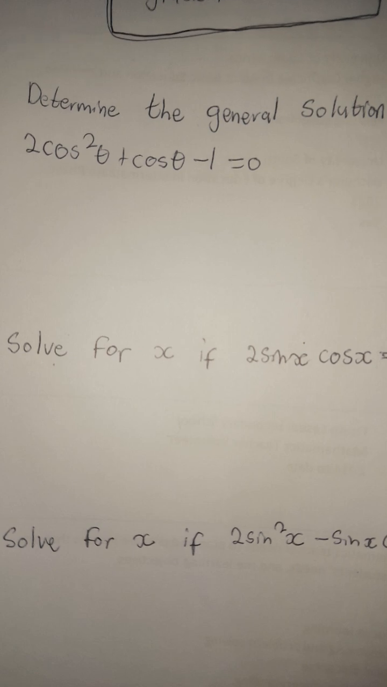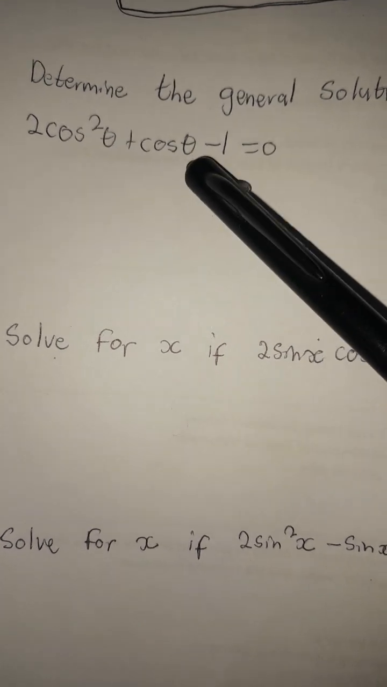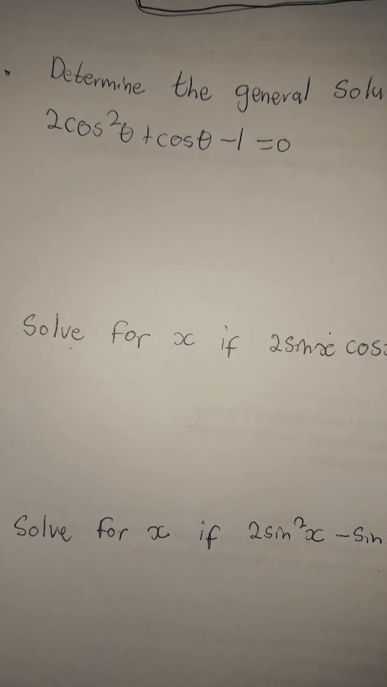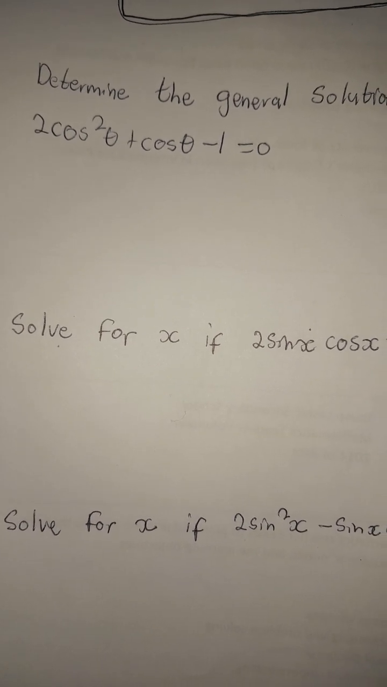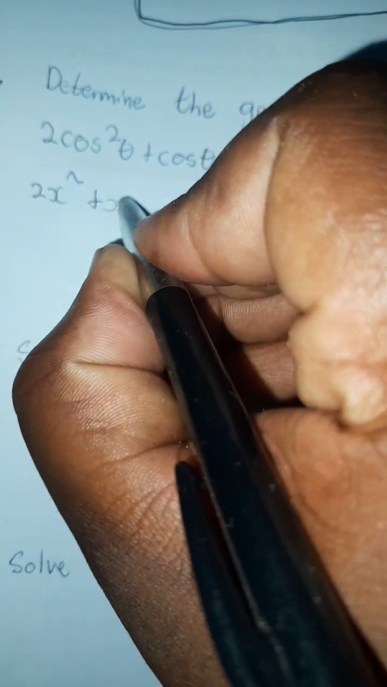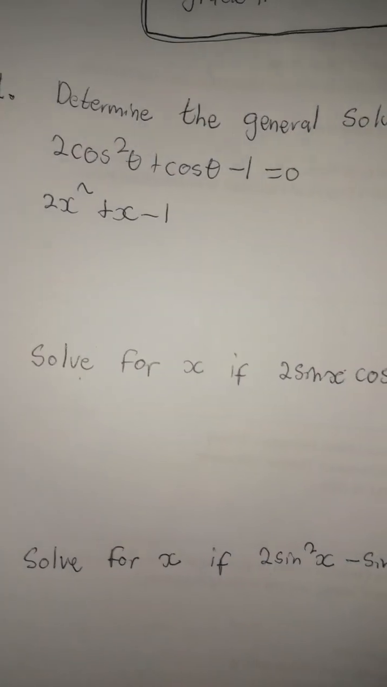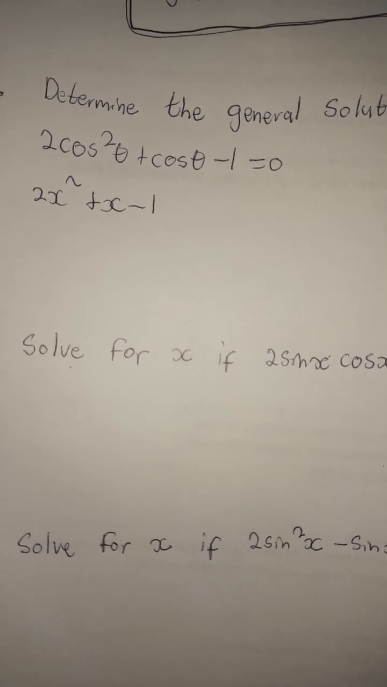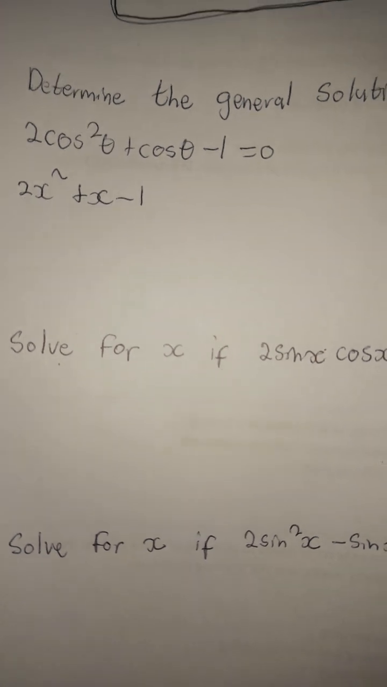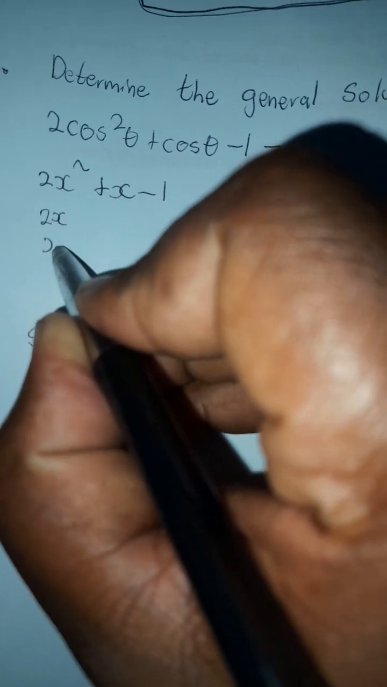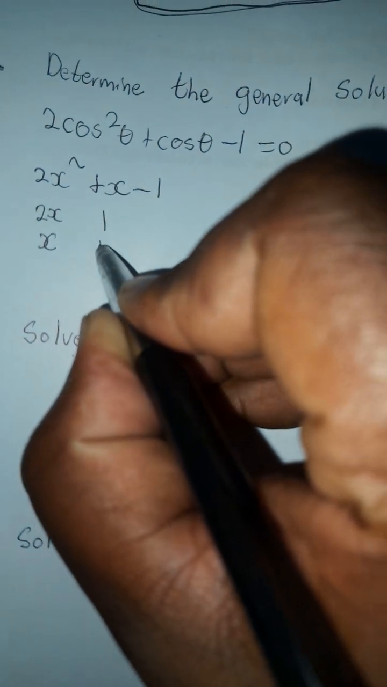First things first, here you can see that we're given 2 cos squared theta plus cos theta minus 1, which is equal to 0. So in this case, this reminds us of a trinomial that we did in grade 10. Let's consider this as 2x squared plus x minus 1. So in this manner, it can be factorized. Remember, when you factorize this, you will look for the factors of 2x squared, which are 2x and x, and factors of 1, which is 1.